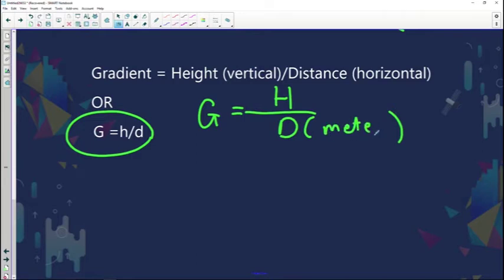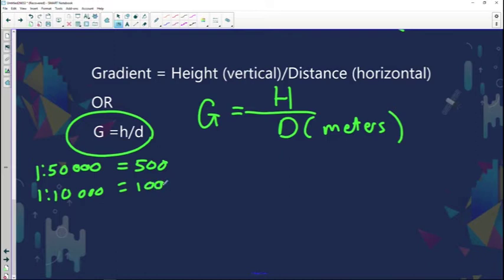In meters. Because we calculate gradient, keep in mind, we use the formula for meters. And you know, on a 1 to 50,000 map, to get meters, you times it with 500, and on a 1 to 10,000 map, you times it with 100.